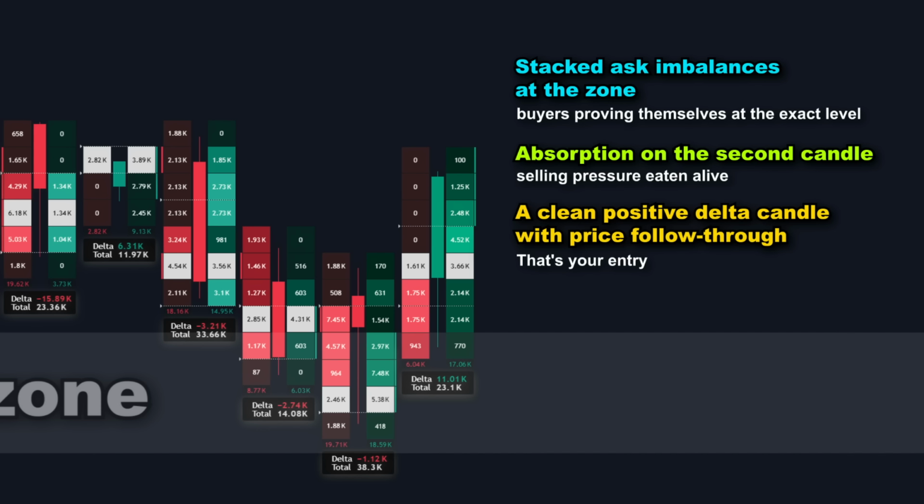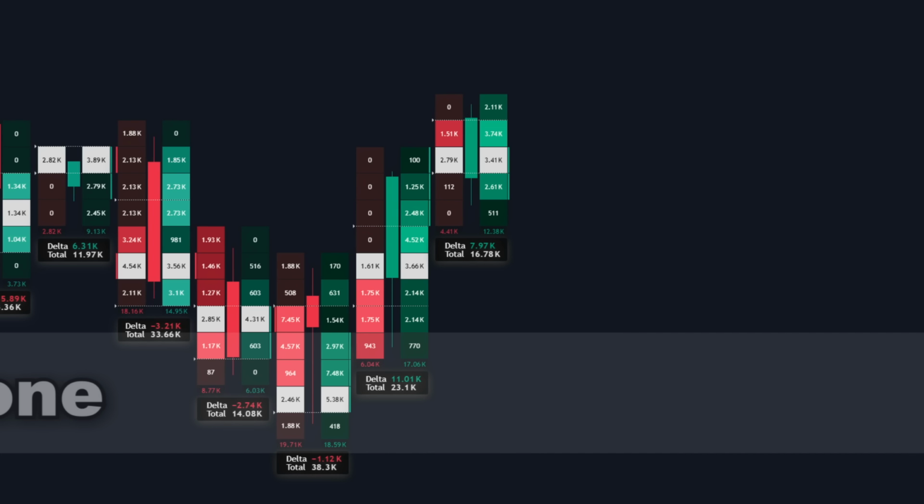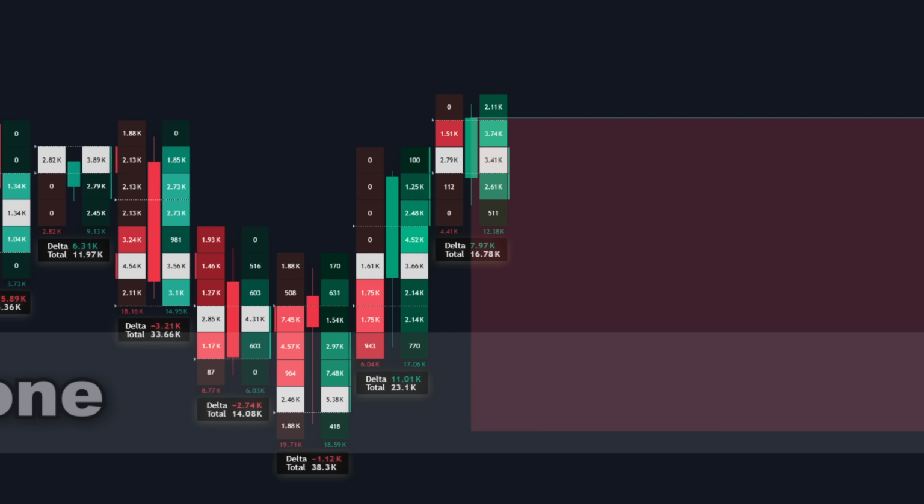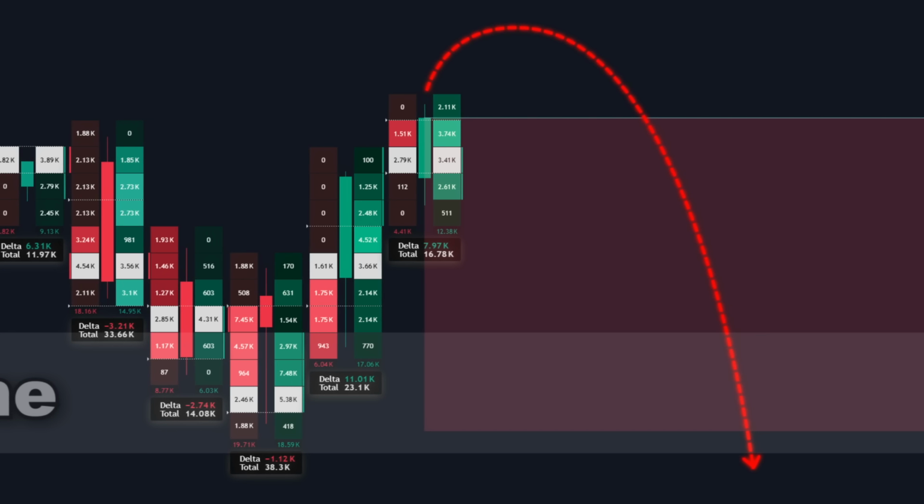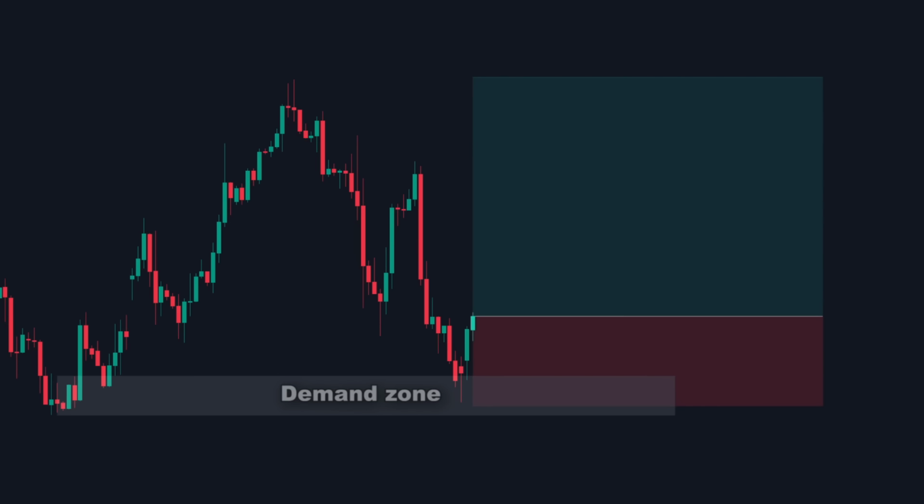That's your entry. You buy the open of the fourth candle. Stop goes below the low of the absorption candle, below the level where demand proved itself. If price breaks back below that, the thesis is wrong and you want out immediately. Target is the previous swing high. That's where you take profit.